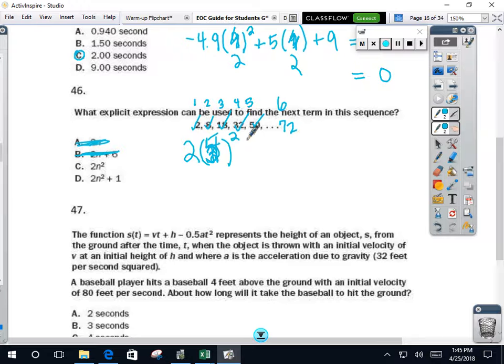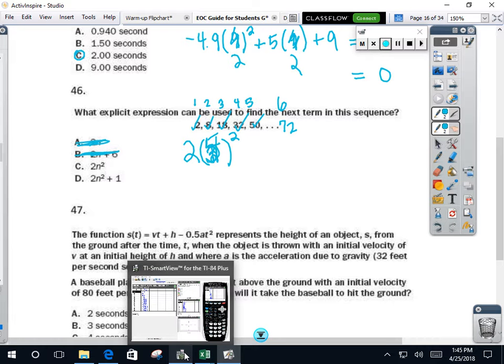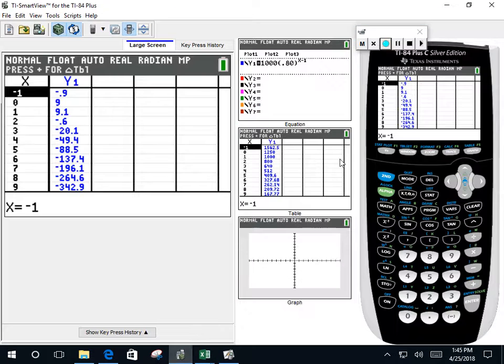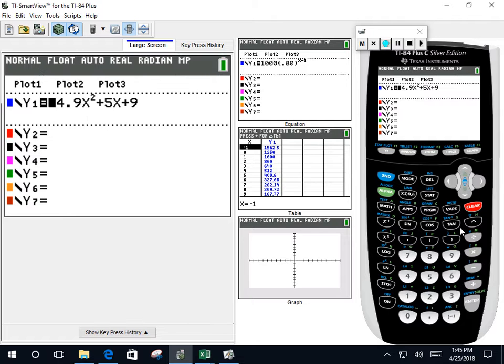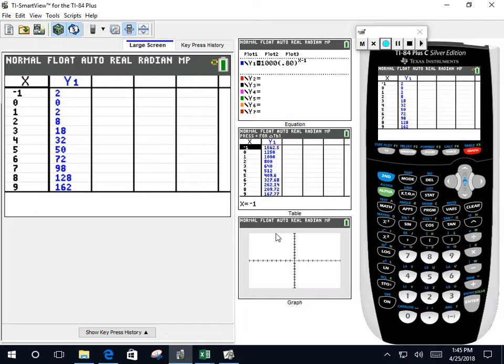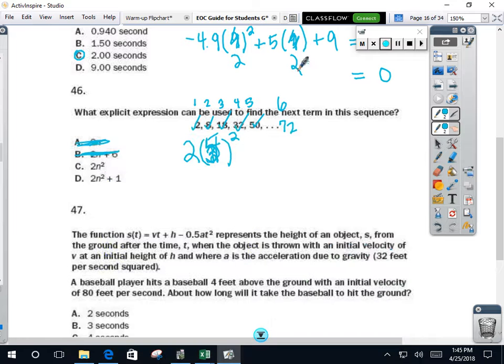$72. Because you would do 6 squared, which is 36, and then 36 times 2 is 72. Look what else you could do. You could graph each one, and look what happens when you get to choice C's graph. Y equals 2n squared. Or not even so much the graph, the table is what you care about. Look. 1, 2, 2, 8, 3, 18, 4, 32.